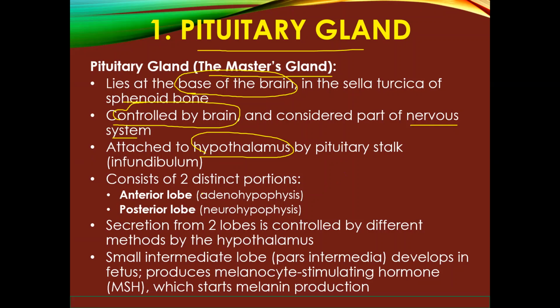There are two portions of the pituitary gland. The anterior lobe is called the anterior pituitary gland, and the posterior lobe, the posterior pituitary gland. Again, the secretion and production of hormones from these two lobes is controlled by the hypothalamus. The hypothalamus is part of the brain, so the brain also controls the endocrine system.